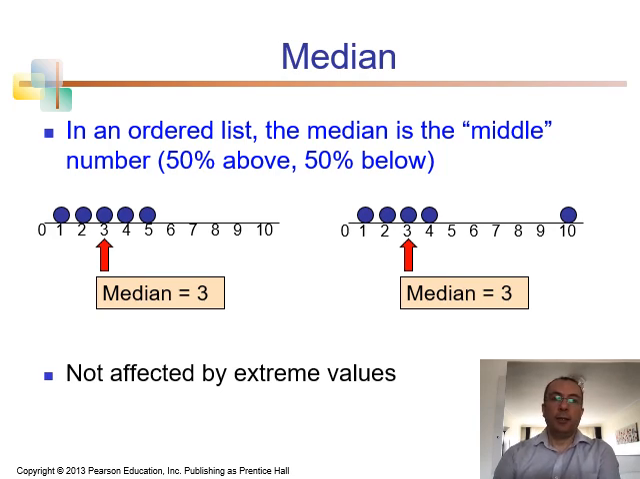Now the median is the number in the middle. Obviously if you have 5 numbers, the number in the middle is this one, number 3. That is the median. Still here we also have 5 numbers. The number in the middle is still 3. So the idea is the median is not affected that much by the extreme values. So in some cases, the median observation is a better measure of central tendency.